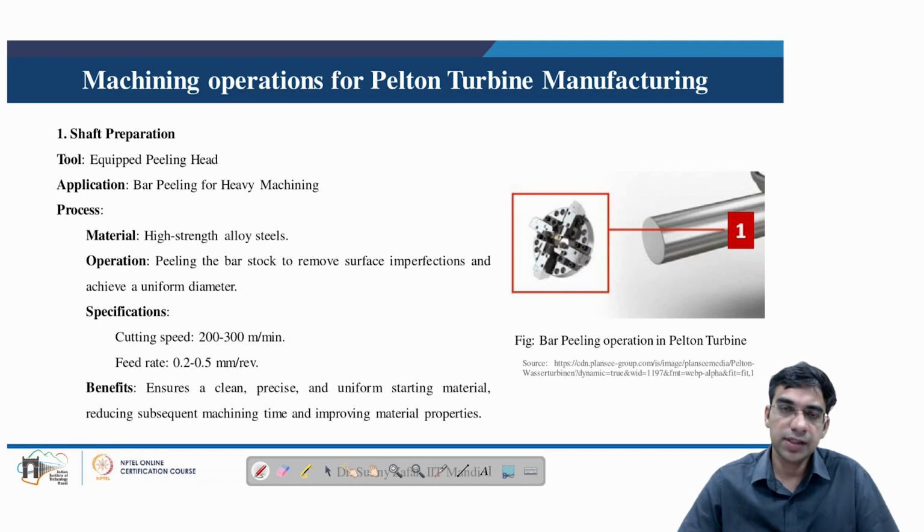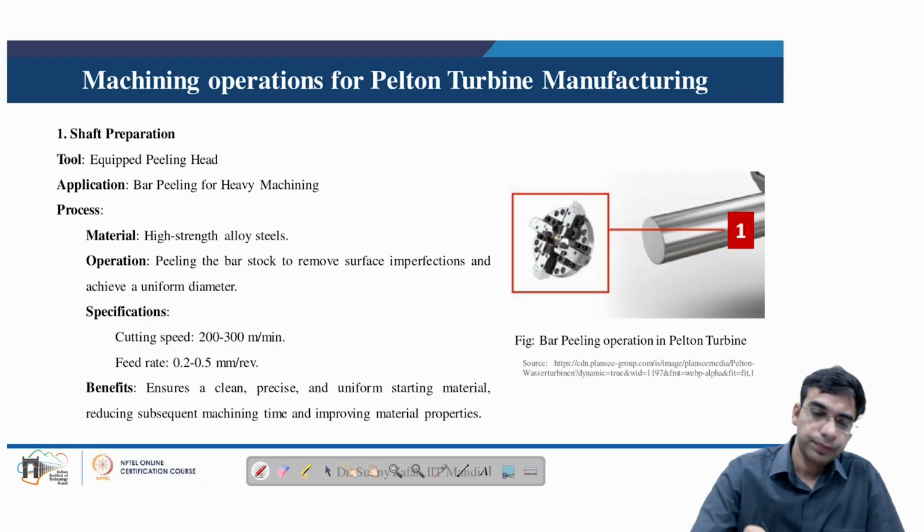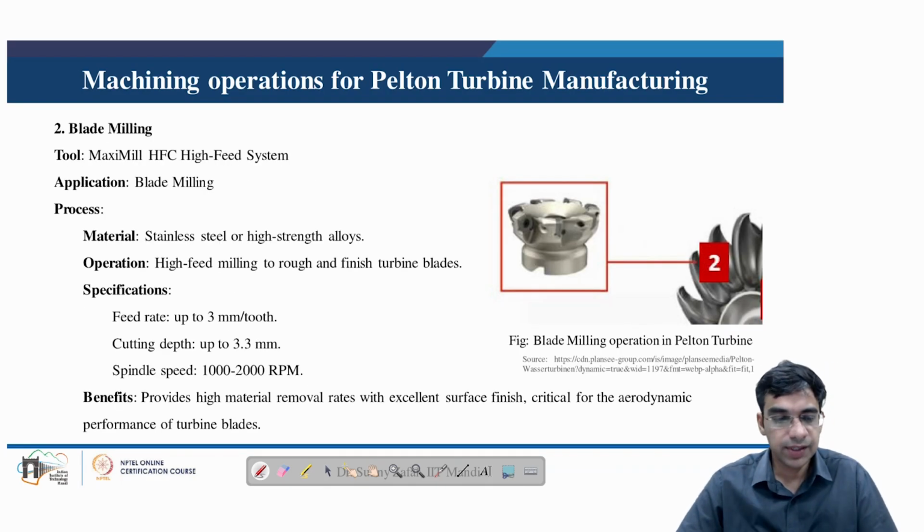Benefits of this process involve clean, precise and uniform starting material, reduced subsequent machining time and improved material properties. In the second part, we see the utilization of CNC machining in blade milling. So in this case, the tool using MaxiMill HFC high feed system blade is used for blade milling of the Pelton buckets. So the process involves the materials which are used to make these buckets.